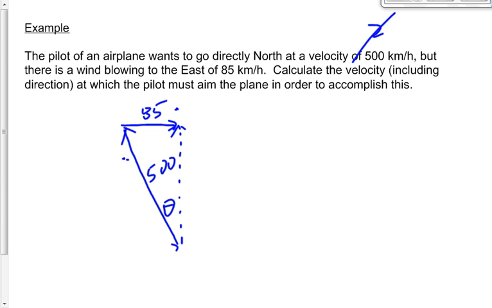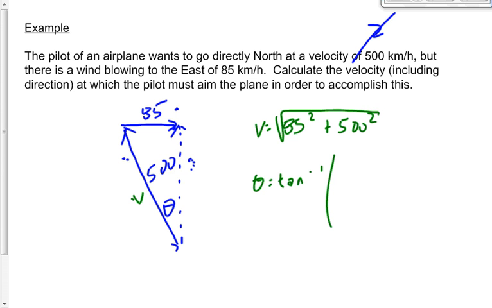Okay, we can find this now. Once again, we're finding the resultant vector. Sorry, no, we're not finding the resultant vector this time. We have the resultant vector. It's 500. The resultant vector is this dotted line vector. We know what it is. It's 500. This time we want to find this vector, the vector at which we have to aim. But we're going to find it the same way because it's the hypotenuse. It's the square root of 85 squared plus 500 squared, and theta is equal to the inverse tan of 85 over 500. We get 507 for this one.